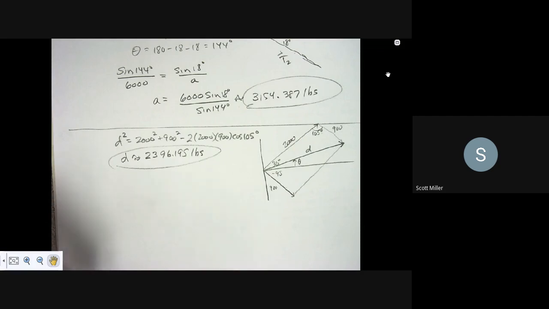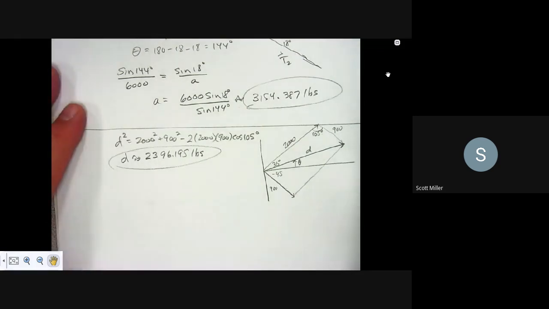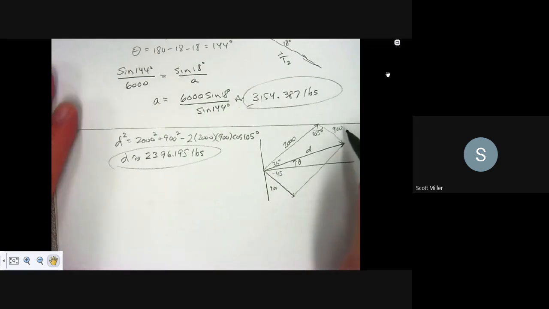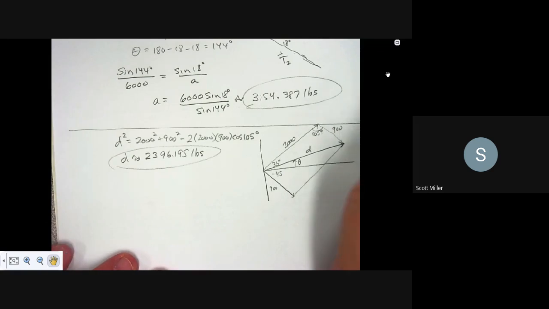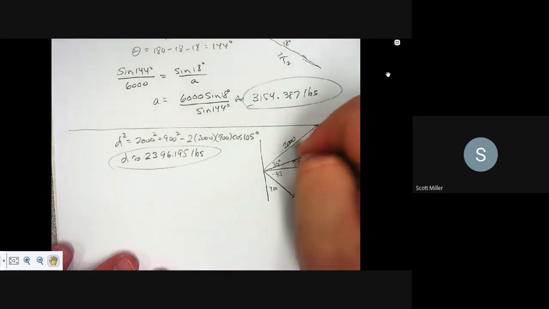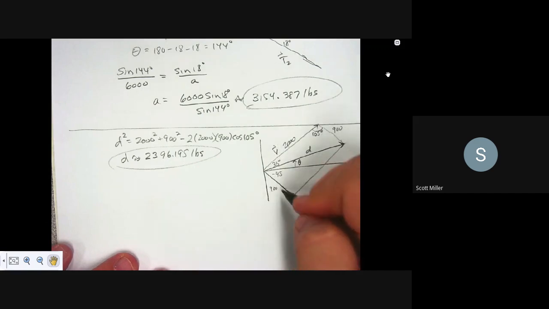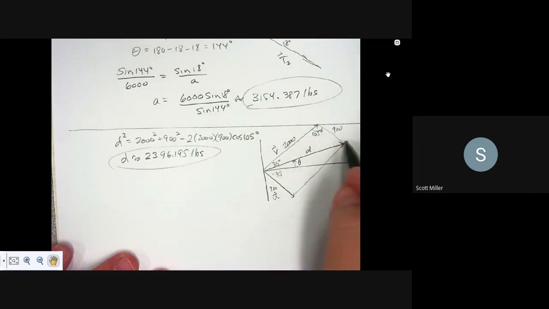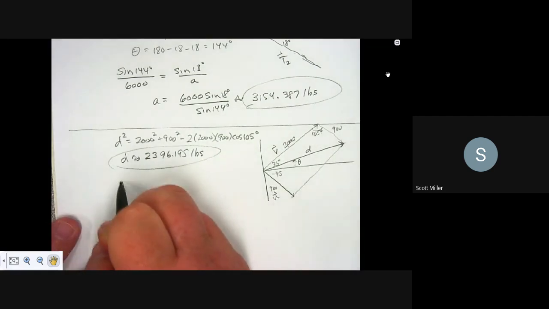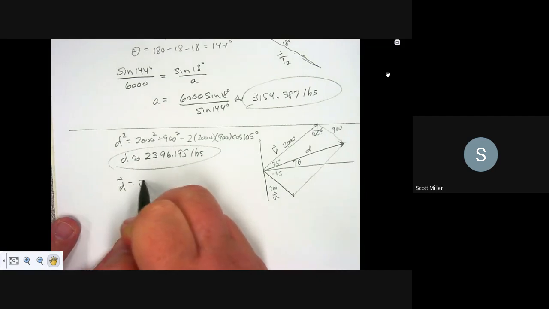All right, so to find the angle that I need for this, I need to come over here and find this vector itself. So what I've done is I've called this vector with this magnitude V, and this one down here with this magnitude, I'll call U, because vector D is the result of those two. So this becomes U plus V. So vector D is vector U plus vector V.